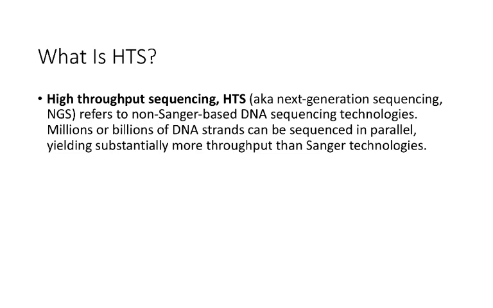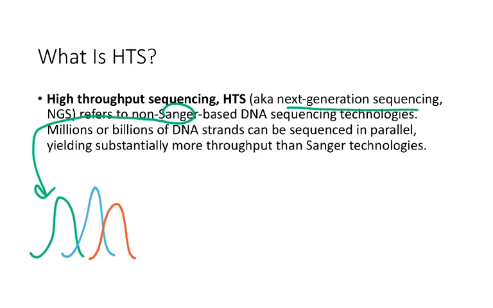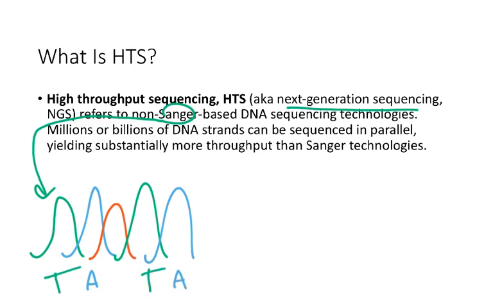Okay, so high throughput sequencing, or again HTS, it's also sometimes called next generation sequencing or NGS. But what this refers to is non-Sanger-based DNA sequencing technologies. So Sanger is another thing we've talked about previously. That's where you're sequencing one gene at a time. So Sanger sequencing is something that gives you these chromatograms like this, where each color represents a different nucleotide, and then you're able to deduce the sequence that way.